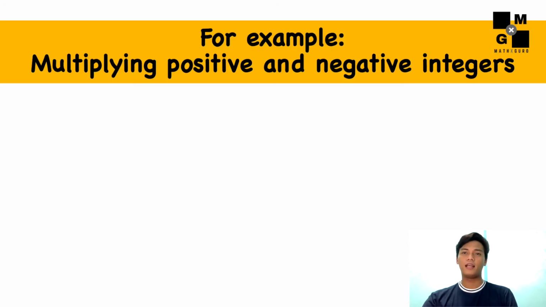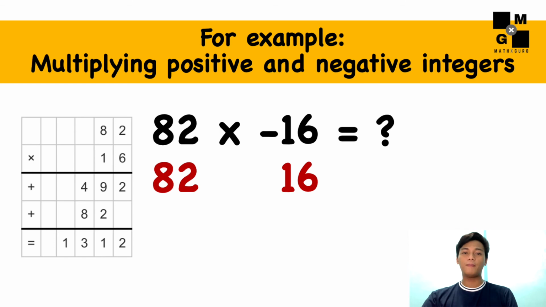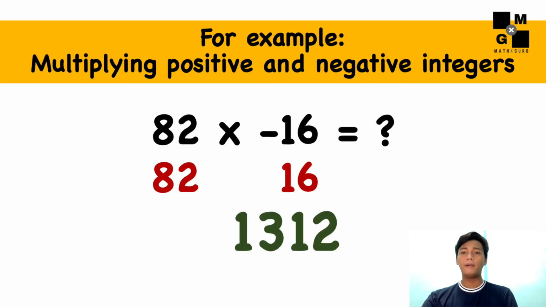For example, multiplying positive and negative integers. 82 times negative 16. Get the absolute values first, you will have 82 and 16. If you multiply it, you will get an answer of 1312. But what will be the sign of 1312? Since we multiplied two integers with different signs, so the final answer will be negative 1312.